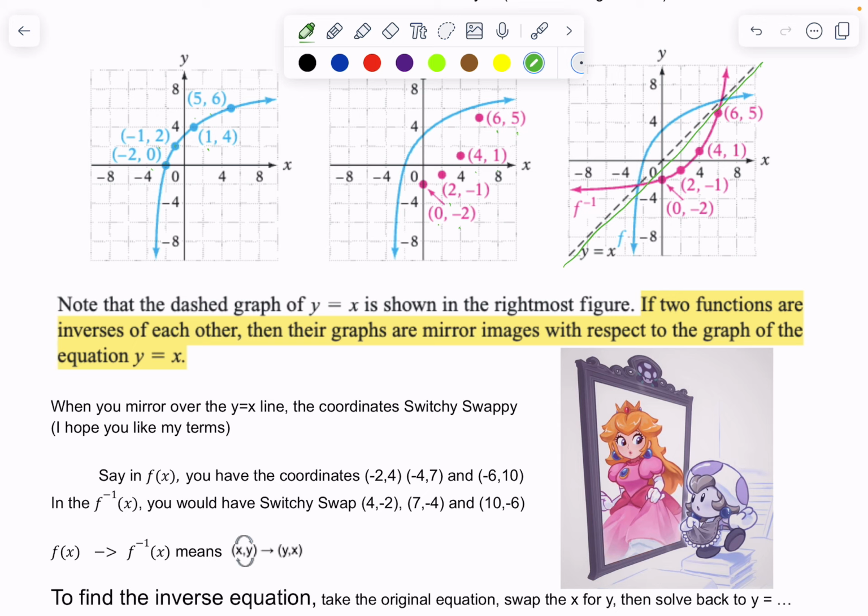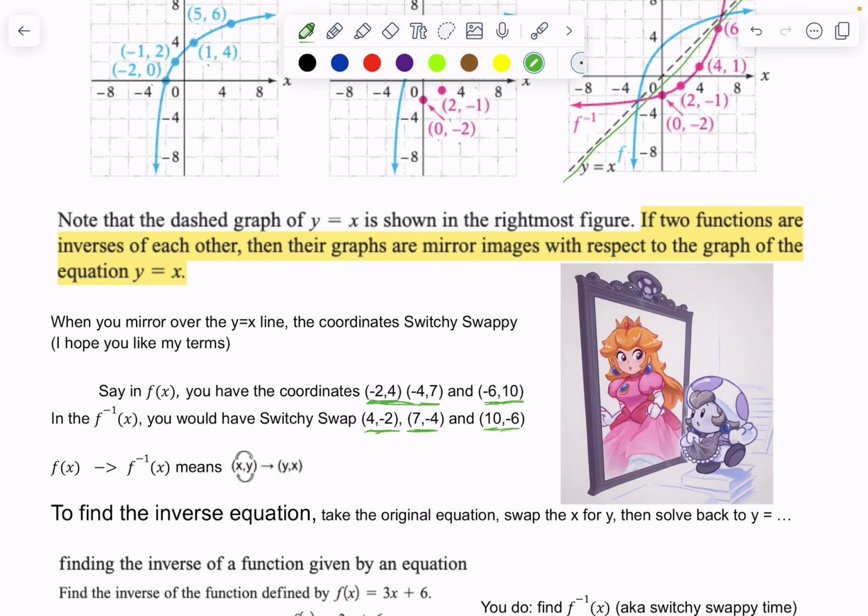Say if your function had the coordinates of (-2, 4), (-4, 7), (-6, 10), the inverse function would have the same spots being at (4, -2), (7, -4), (10, -6). The way you can think of it is they just swap them. Arrow goes this way, arrow goes that way. X and Y becomes Y and X. It's one of the few times that your Y actually goes before your X.